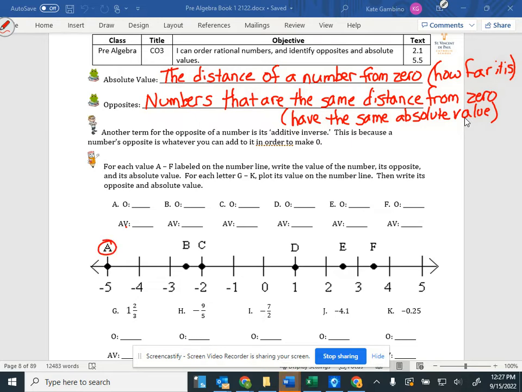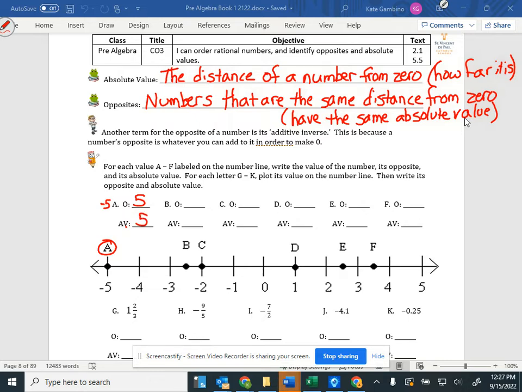What is the value of A, Evelyn? -5. So if A is -5, what is its opposite? 5. What is -5's absolute value? Alexis? 5.